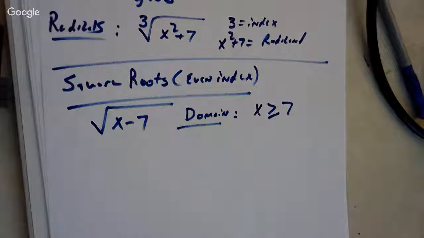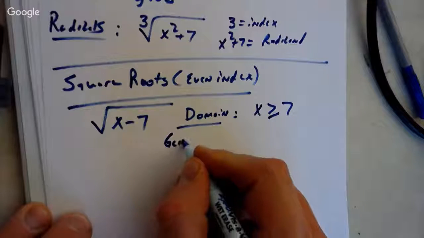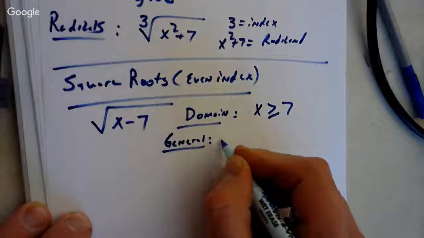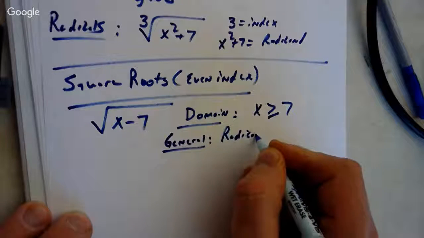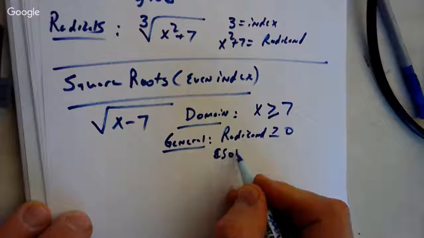Now you may say, well, what about the square root of 17? Well, that's a messy answer, but yet an answer. Is the square root of -4 an answer? No, that's imaginary. So what do we do to find the domain? In the general case, we set the radicand, the thing underneath the square root, greater than or equal to 0, and solve.